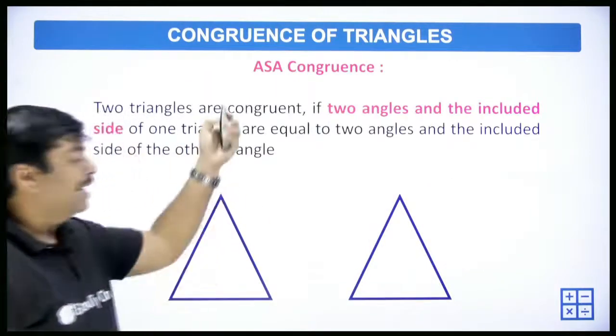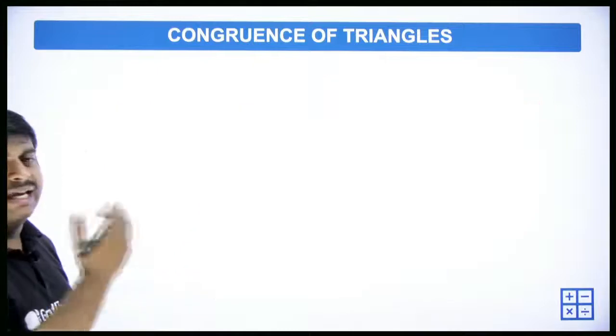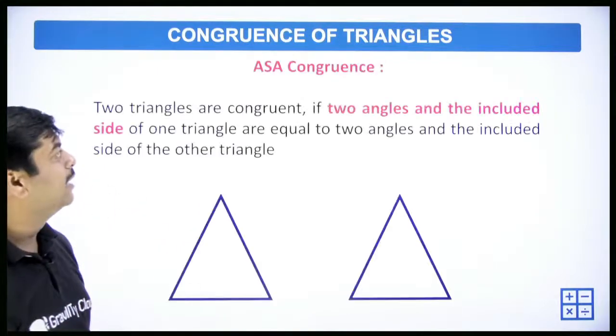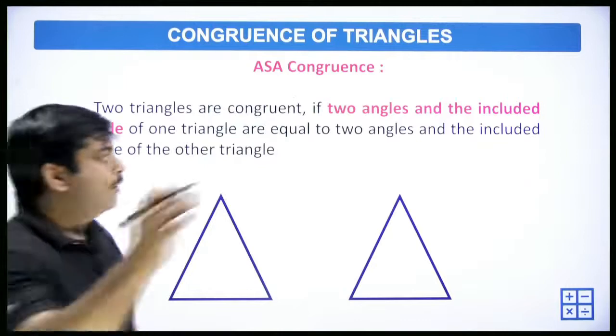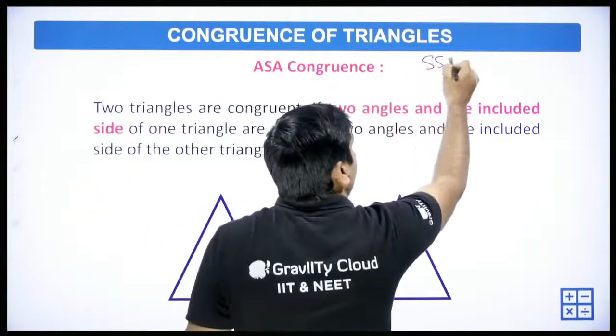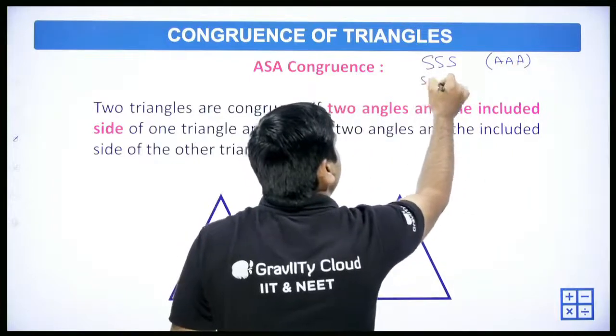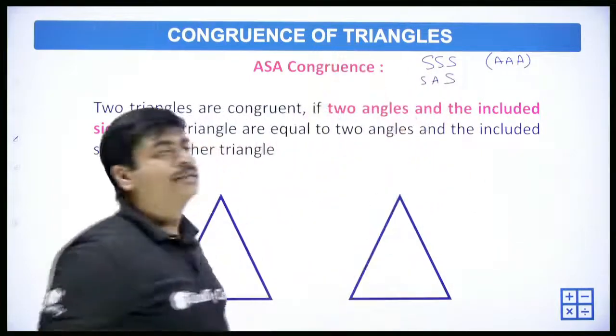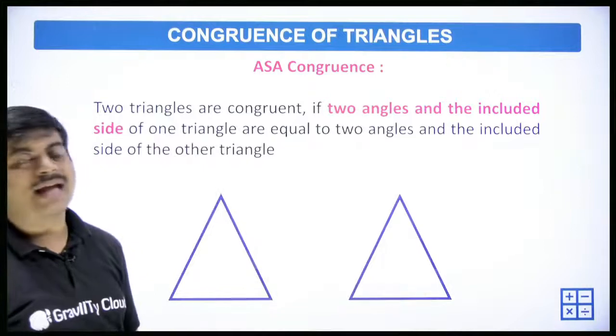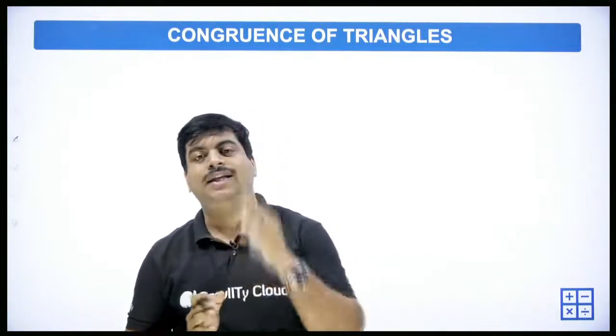So we have ASA congruency, angle side angle. We discussed SSS, which is also something like AAA, and we also discussed SAS. In the next class, let's discuss ASA, angle side angle. These are very interesting and creative applications. So please focus on every congruency and don't confuse one congruency with the other.